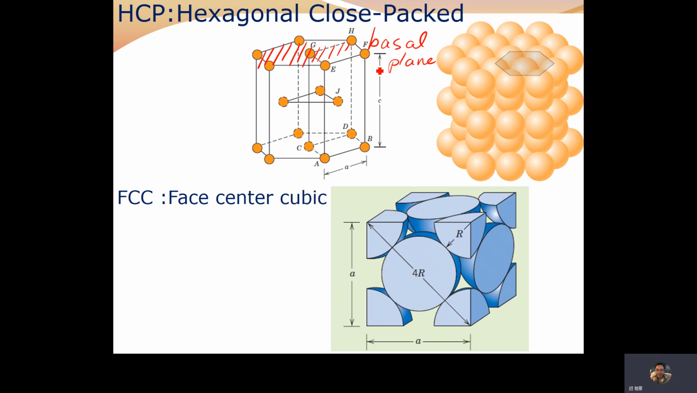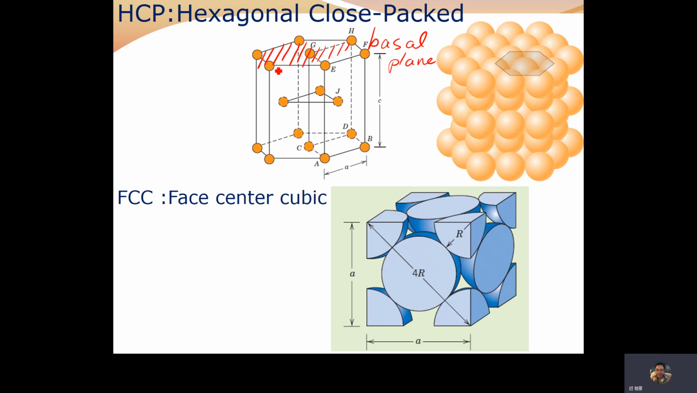One of the famous materials with this structure is graphite. And the single-atom-thick basal plane in graphite is called graphene, right? It's called graphene.